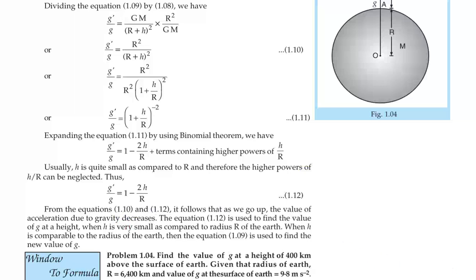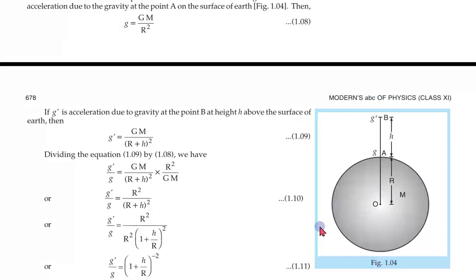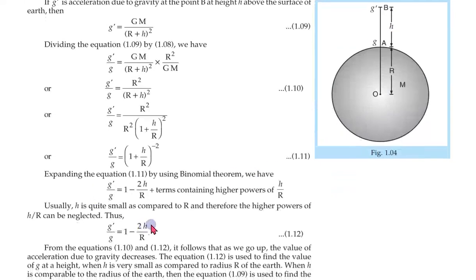Now the effect of height. As one goes up, let us see what will be the effect on g dash at height h, and which one is greater, g dash or g. Up to height equal to radius, it's 2r by r, cancel.